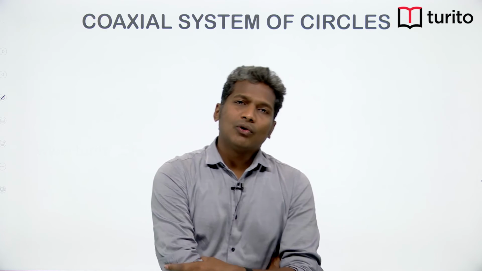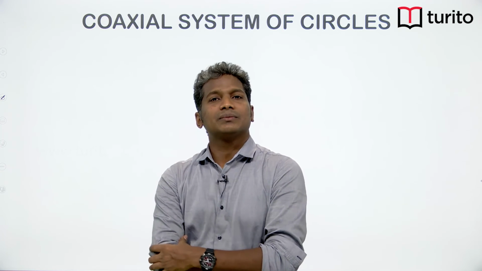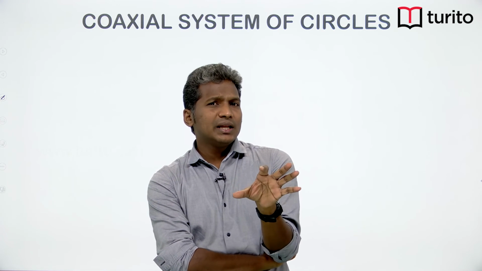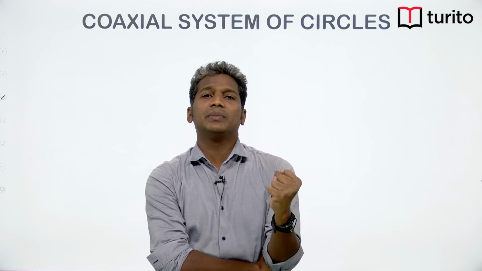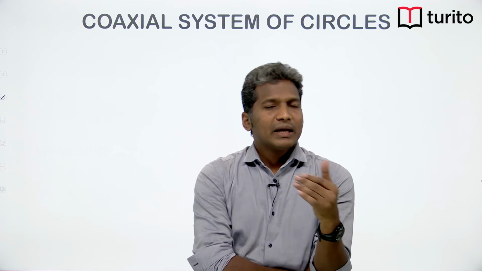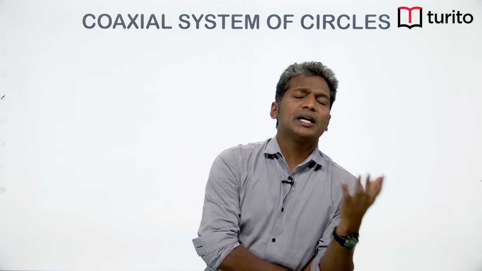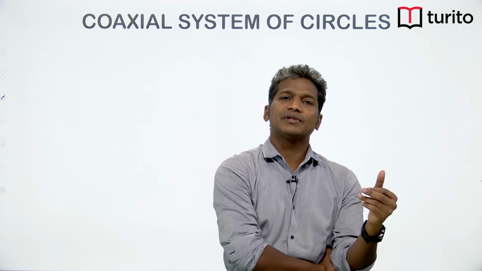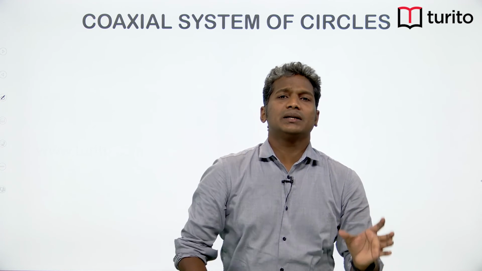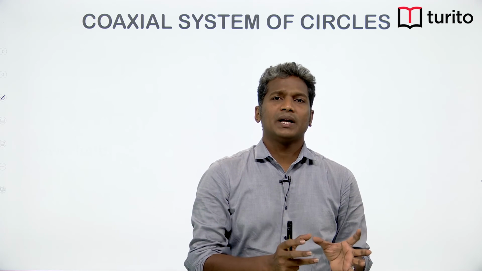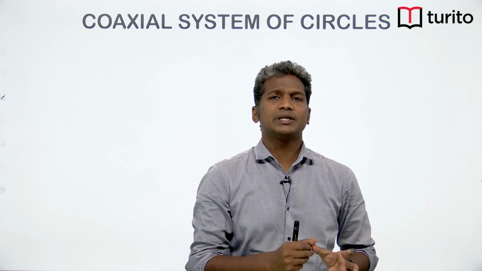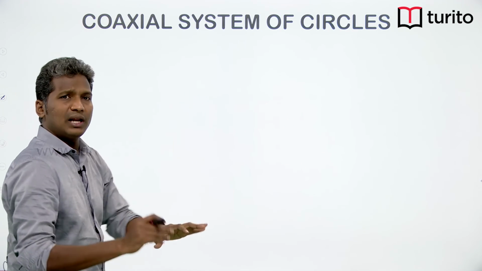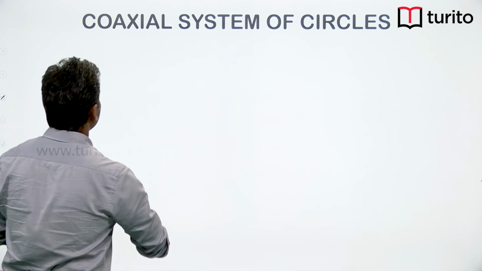Now, what is the meaning of this coaxial system of circles? Here it means, let us say there is a system of circles. System means a family. Family means a set of curves which have the same common property. Family of circles means a collection of curves which have one common property. Because now that I have started this, I will explain the jargon clearly.